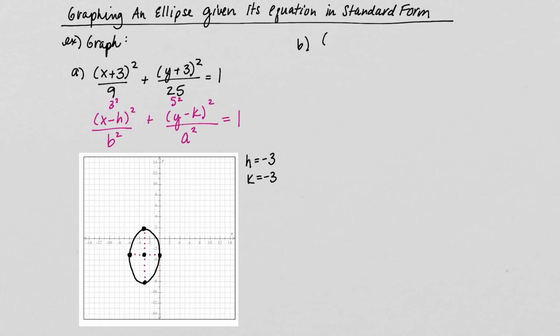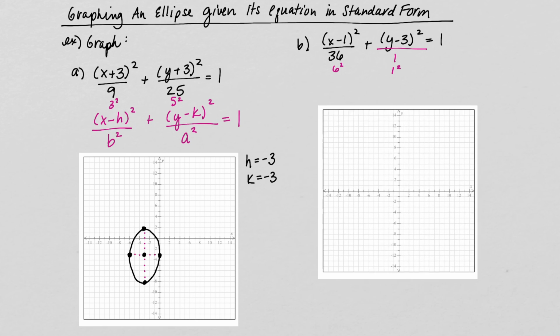(b) (x minus 1) squared over 36 plus (y minus 3) squared equals 1. So right away, the first thing I notice is there's not a number under the y minus 3 squared. So you can think of that as over 1. And so 36 is 6 squared. 1 is 1 squared. Let me add in another axis here so that we can graph.